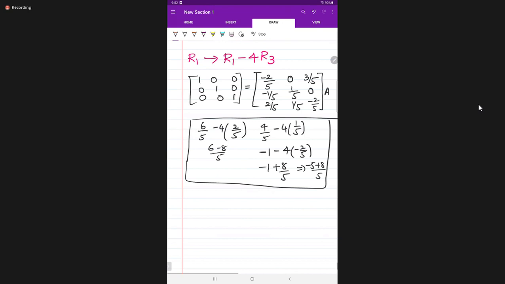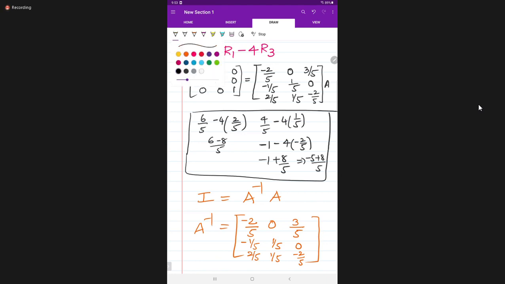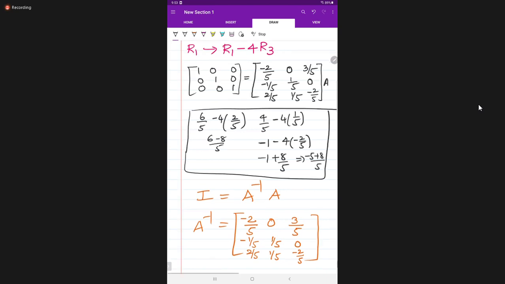For CBSE it is important. They will not ask for 4 cross 4, right? Minus 2 by 5, 0, 3 by 5, minus 5 by 5, 1 by 5. This will be for how many marks? Just 5 marks. But I think it is only easy. Any doubts, students?